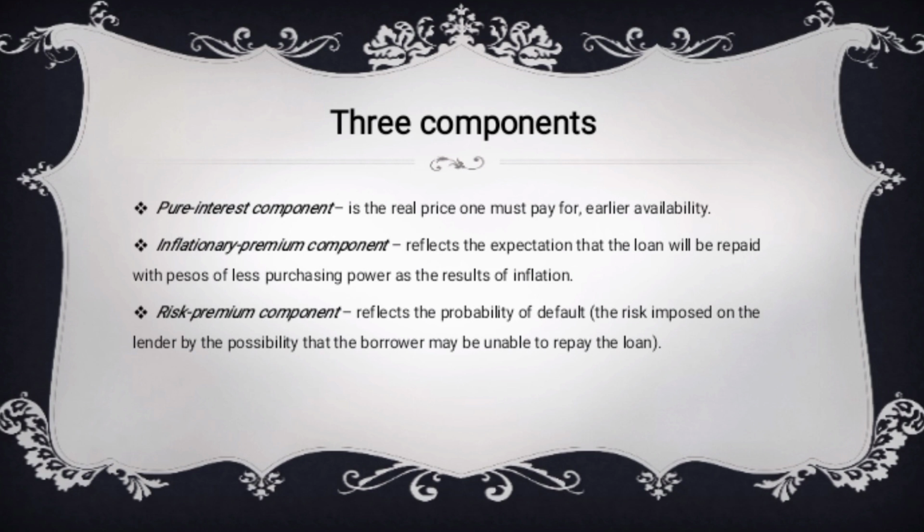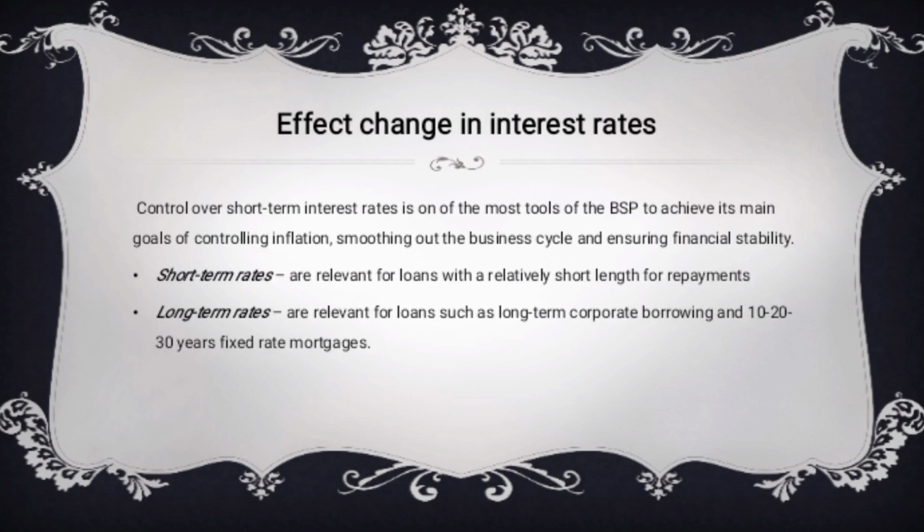There we have three components. First, the pure interest component. It is the real price one must pay for earlier availability. Second, the inflationary premium component reflects the expectation that the loan will be repaid with pesos of less purchasing power as a result of inflation. Then last, the risk premium component reflects the probability of default, the risk imposed on the lender by the possibility that the borrower may be unable to repay the loan.